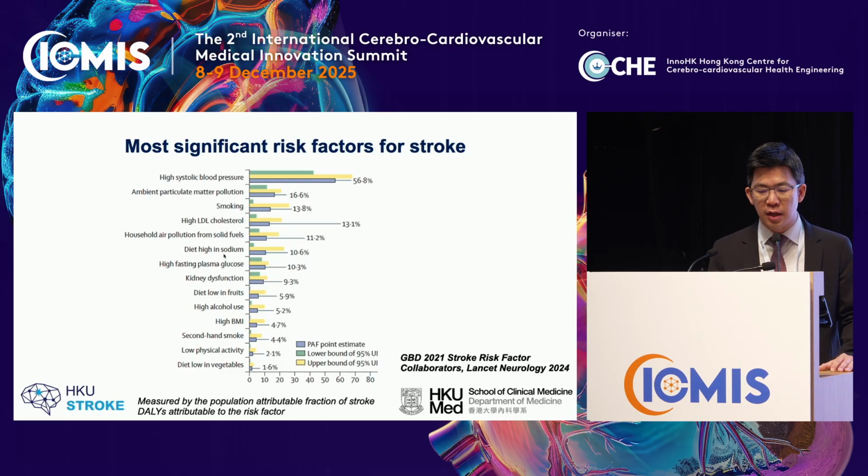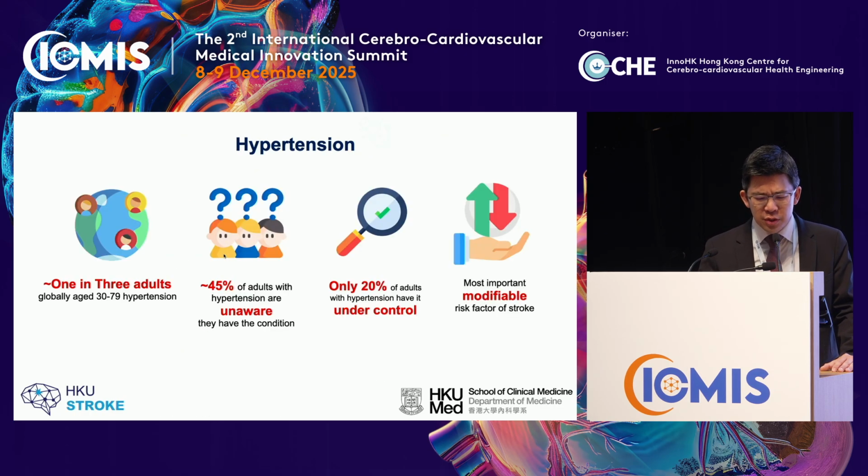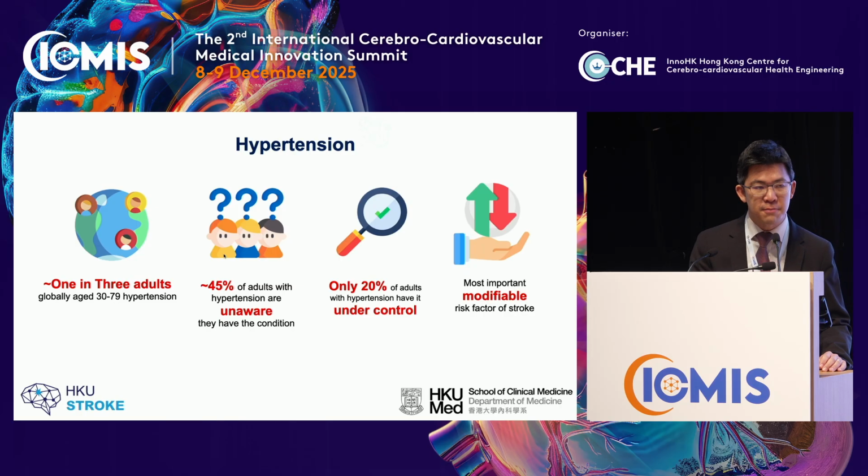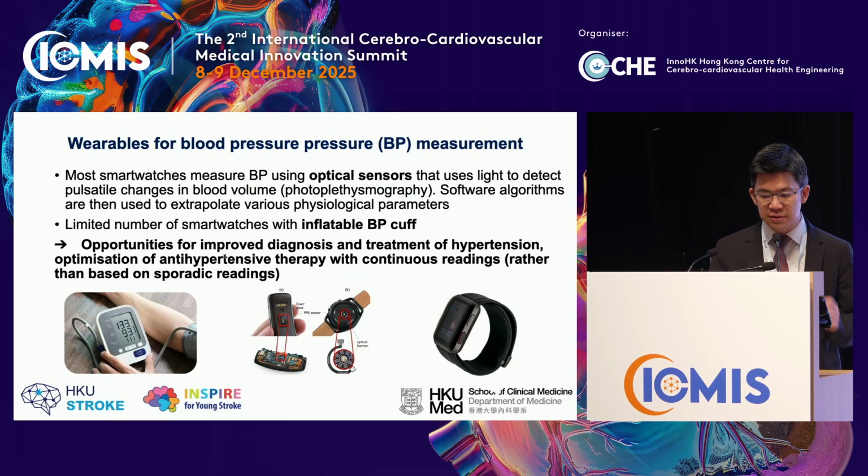Here are some of the most significant risk factors for stroke, and you can see blood pressure, hypertension, tops them all. We know that 1 in 3 adults globally, aged 30 to 79, have hypertension. A lot of them are not aware they have the condition, and only 20% have it under control. But of course, this is the most important modifiable risk factor for a stroke.